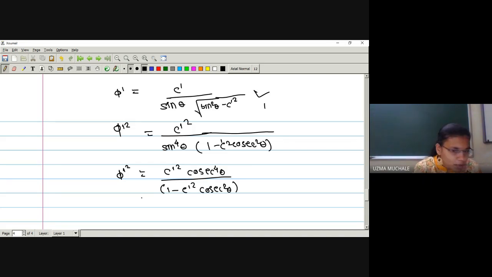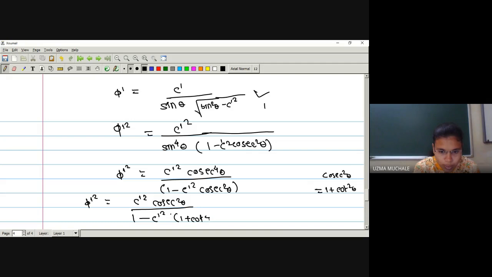Now what I will do is write down this cosec square theta in terms of cot. What is the relation between cosec and cot? Cosec square theta is nothing but 1 plus cot square theta. In the denominator, we will substitute this. So instead of cosec square, we will write 1 plus cot square theta.